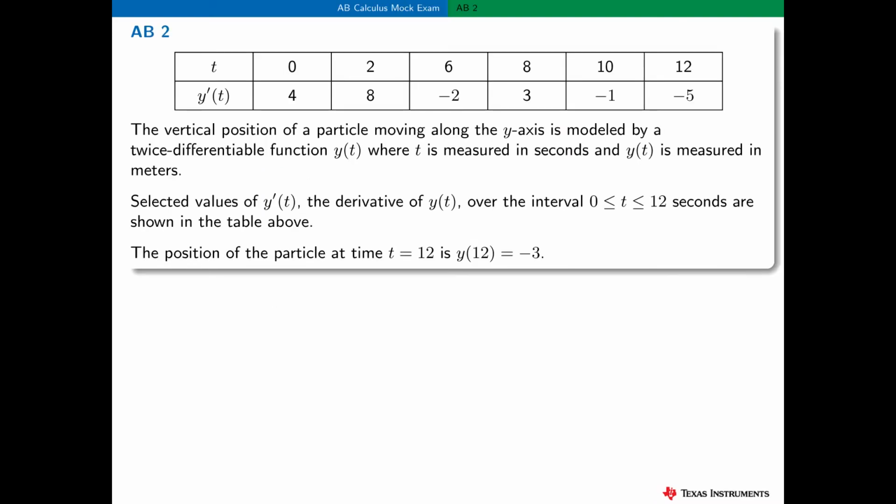Form AB Question 2 involves a particle moving along the y-axis. Its position is modeled by a twice differentiable function y of t, where t is measured in seconds and y of t is measured in meters. We're also given a table of values of y prime of t for selected values of t. And we also know that the position of the particle at time t equals 12 is minus 3.